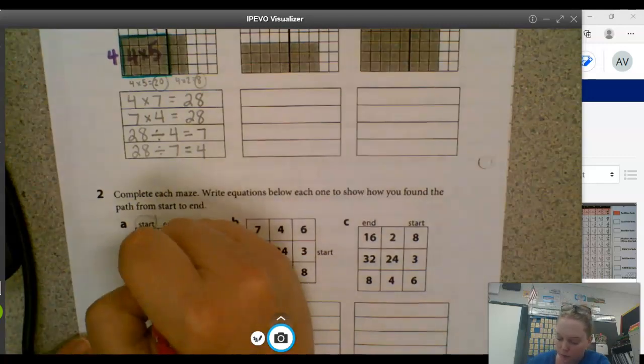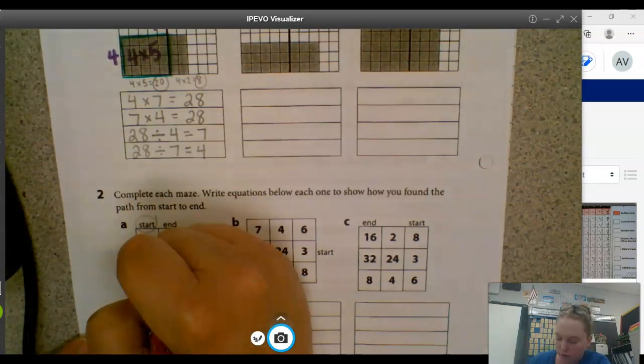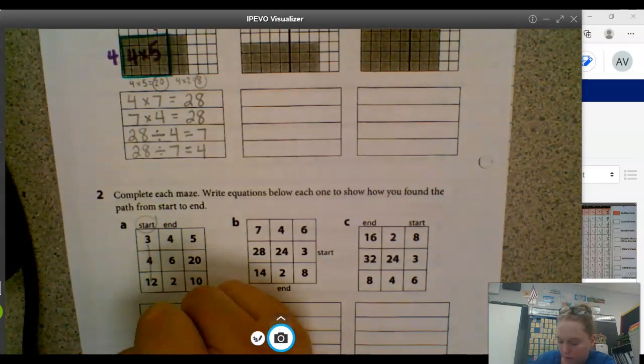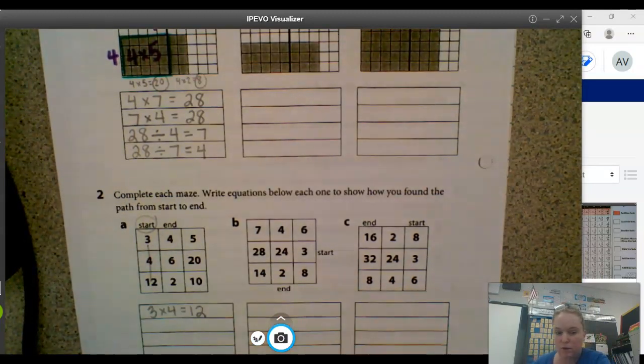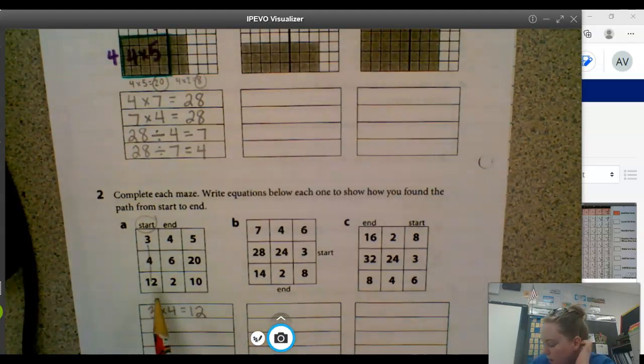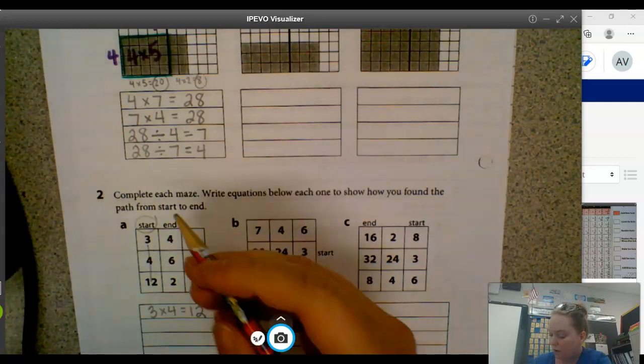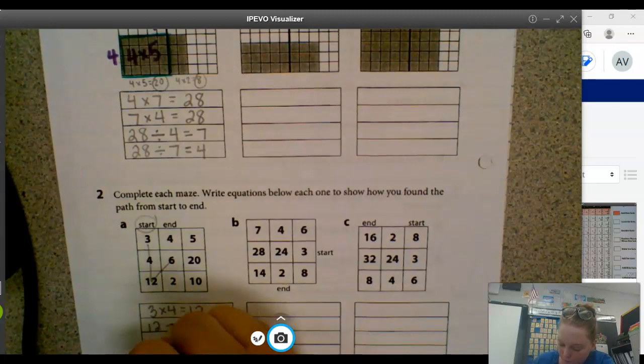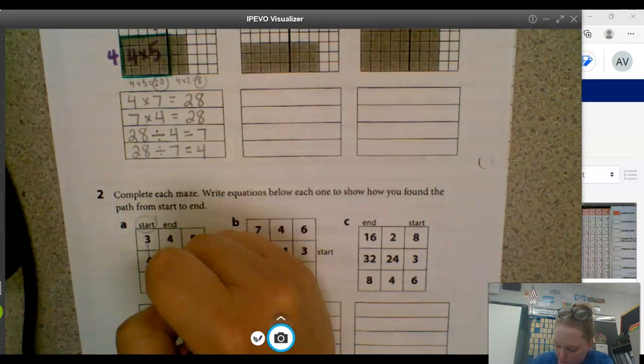So I'm going to go from here to here. 3 times 4 equals 12. I'm going to write that down before I forget. Okay, 3 times 4 equals 12. Now I could go up here. 12 times 6, that's a big number. 12 divided by 6 equals 2. I could do that. 12 divided by 6 equals 2.